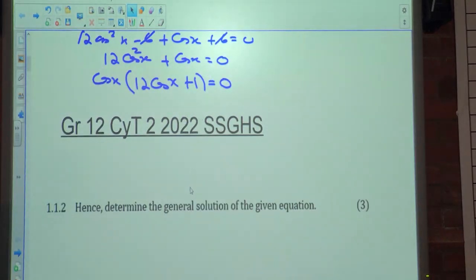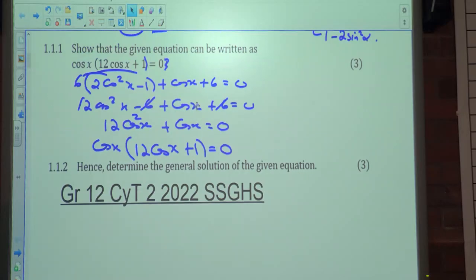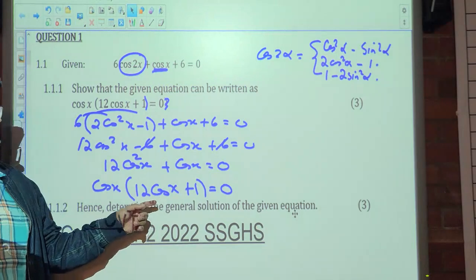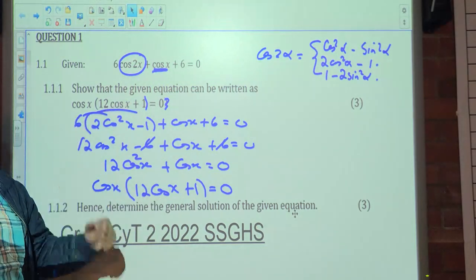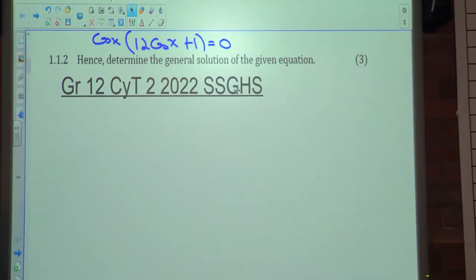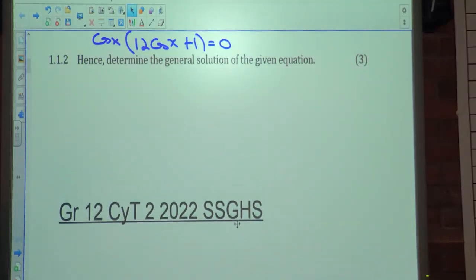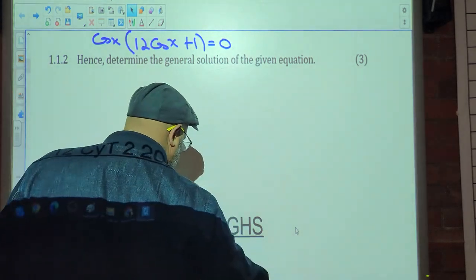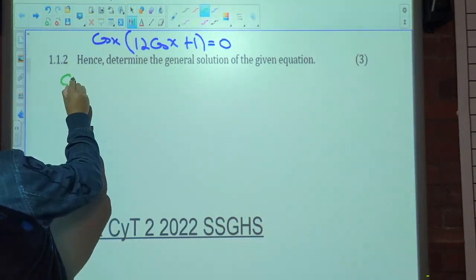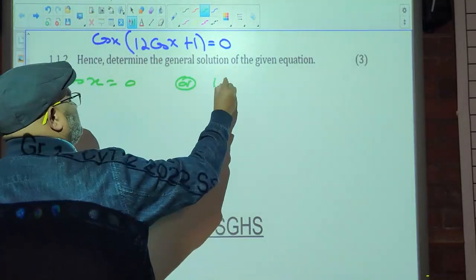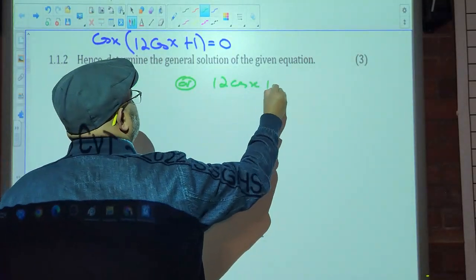Okay, the next question, it says hence. Hence means the same as use the previous calculation. So say we didn't get the solution, you must use that anyway. Okay? Hence, determine the general solution of the given equation. So we're going to apply the zero factor rule. So I say cos of x is equal to 0, or 12 cos of x plus 1 is equal to 0.